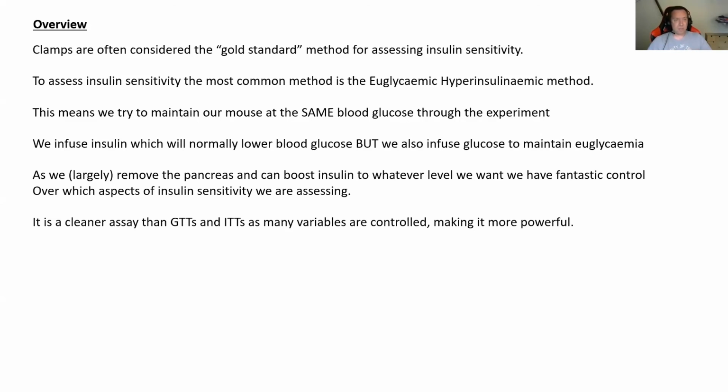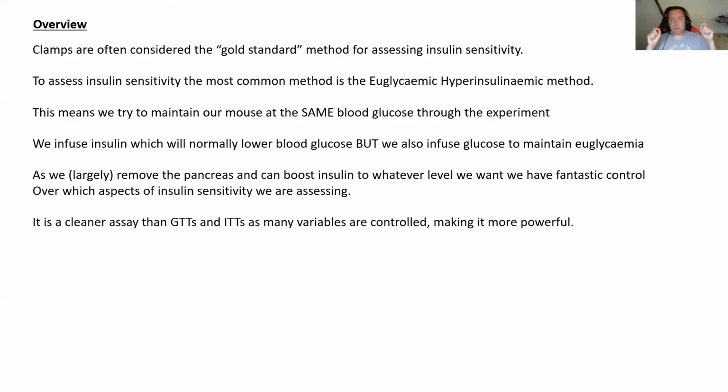In this method, we try to maintain our mouse at the same blood glucose throughout the experiment, and that could be a fixed value. People often use 8 millimoles per liter in C57 Black 6s, but you could also just clamp them to their starting glucose. But it's meant to be a roughly physiological blood glucose level, not a hyperinsulinemic, hypoglycemic or hyperglycemic level. And those clamps can be used for other purposes.